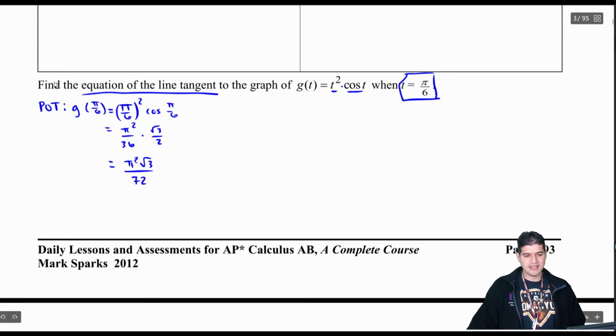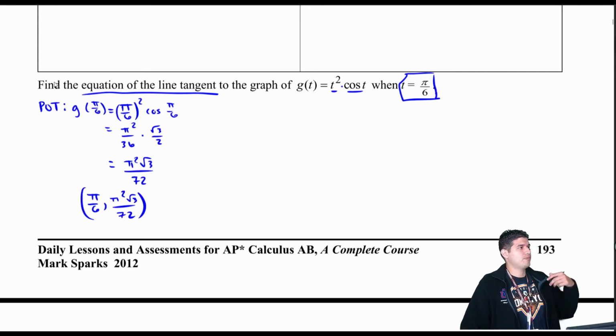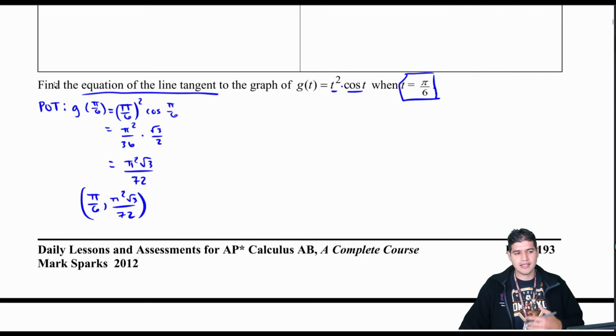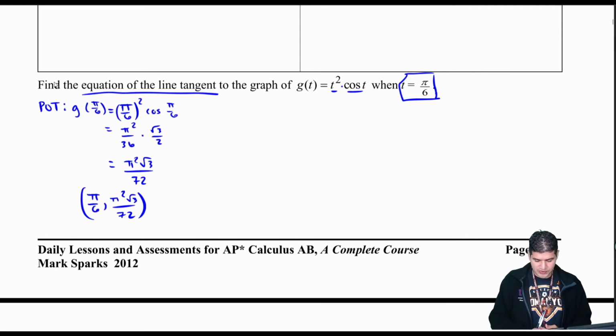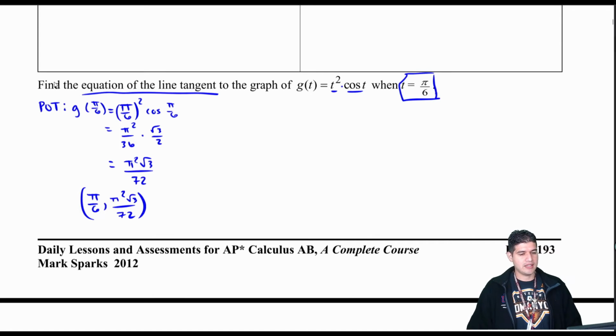So my point of tangency would be x is pi over 6, and the y value would be what I just got, pi squared square root of 3 over 72. Wow, that looks like a beast, but using our point slope form for writing lines, that'll make it very easy. So now let's find the slope of the tangent line.